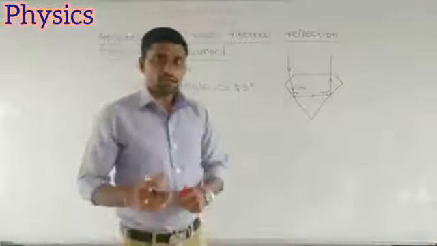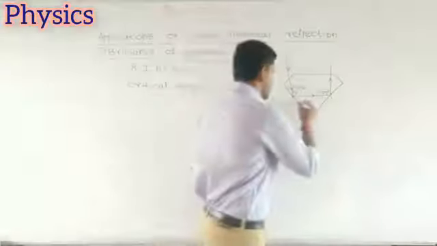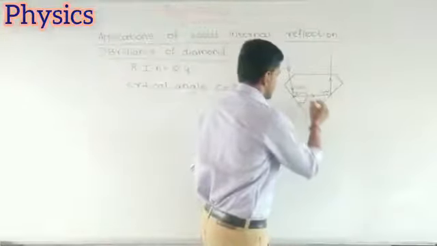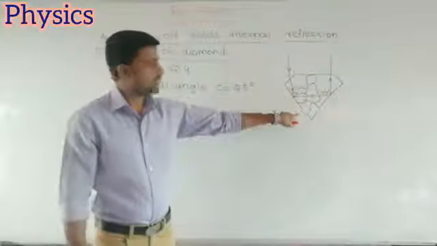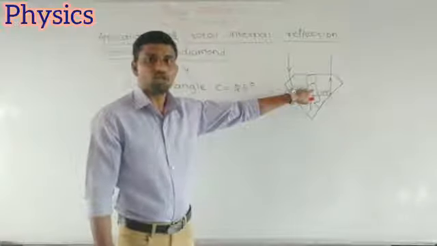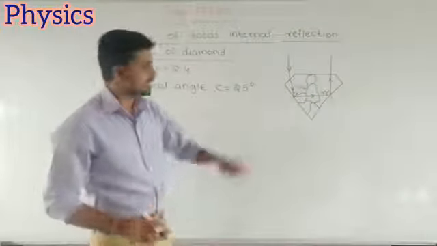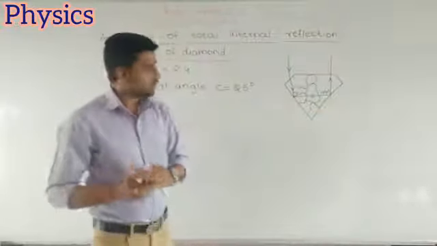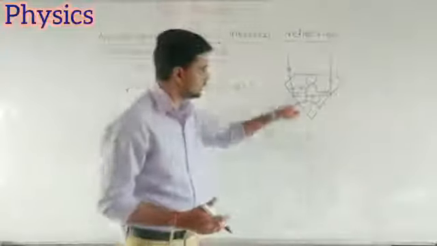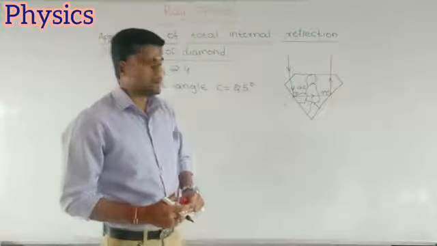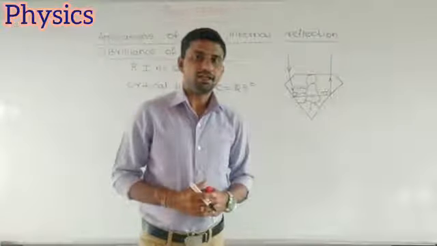But in a properly cut diamond there are so many surfaces inside it, right? Because of that, the incident ray of light undergoes multiple, a series of total internal reflections inside the diamond, so that the diamond sparkles. So that is the first application of total internal reflection.